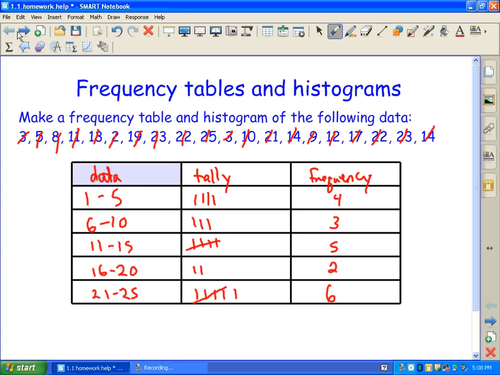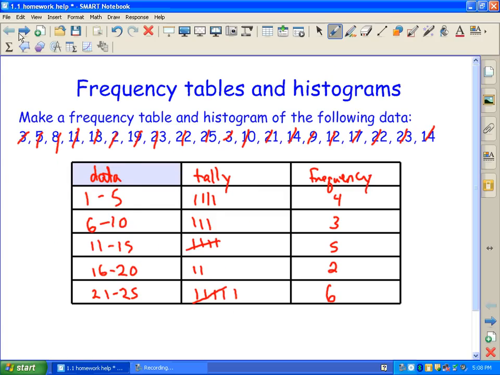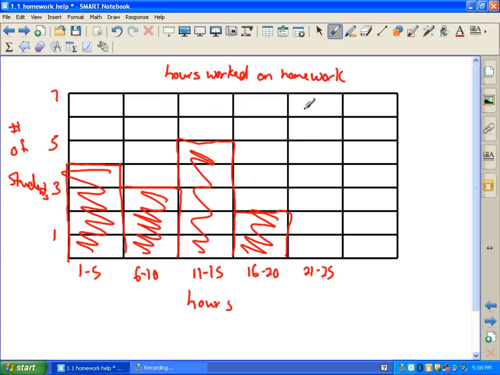Third interval had a frequency of 5. So I'll bring this one up to here. My fourth one had a frequency of 2, and that touches off of that bar. And my last one had a frequency of 6. So I'll bring this one all the way up here. And those bars do touch. And this is what my histogram would look like.